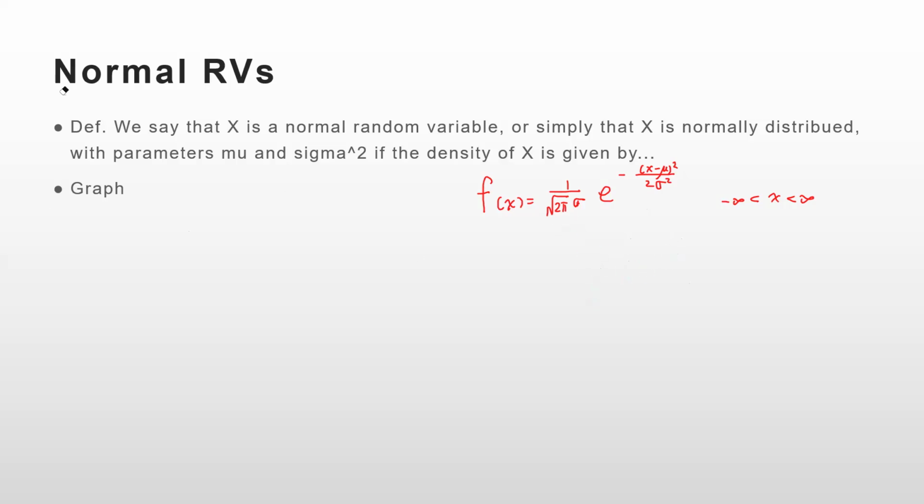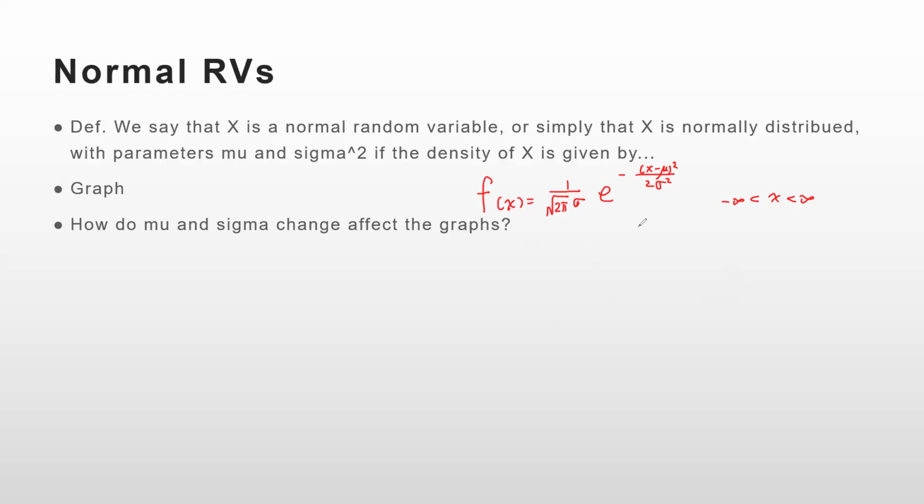In calculus, we know that e to the negative x squared is a bell-shaped curve. So this density also has a bell-shaped curve. Now, when we change mu and sigma, how would these parameters change the shape of the graph?